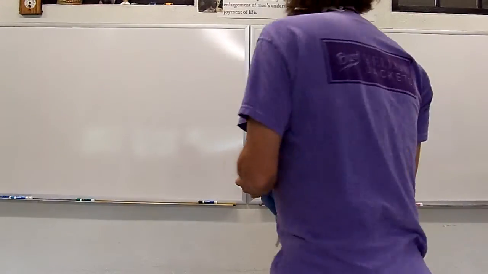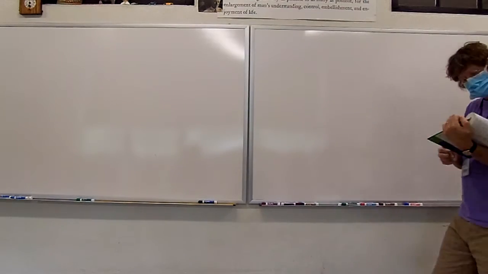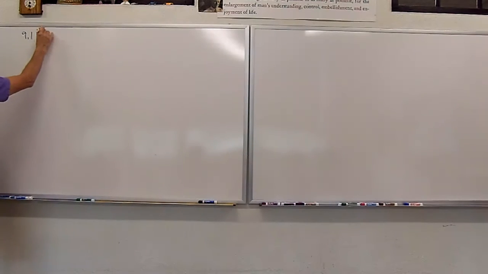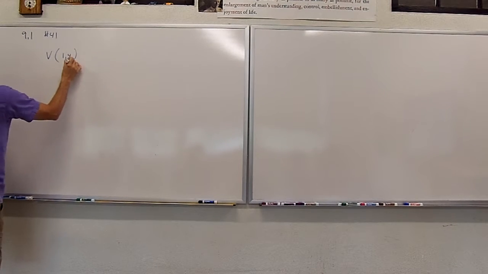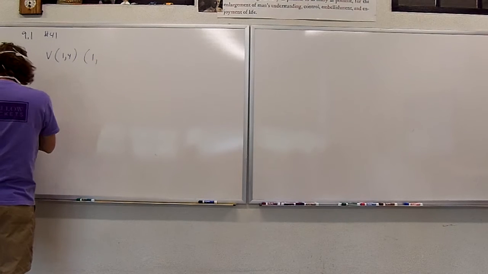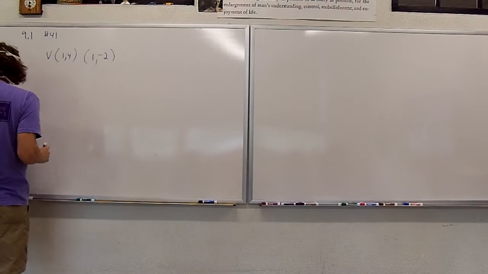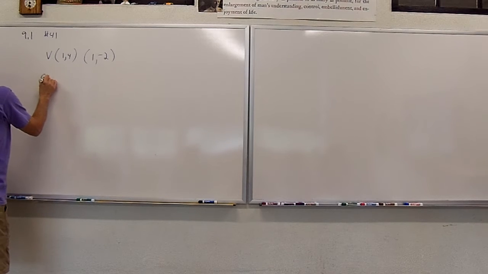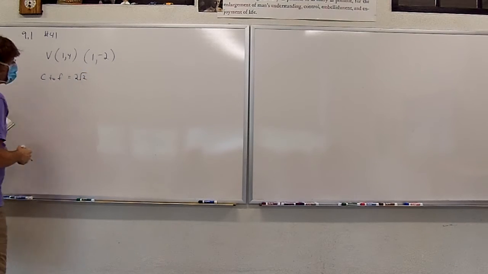Problem 9.141. Vertices are (1, 4) and (1, -2). And then it says the distance from the center to the focus, c, is equal to 2 square roots of 2.